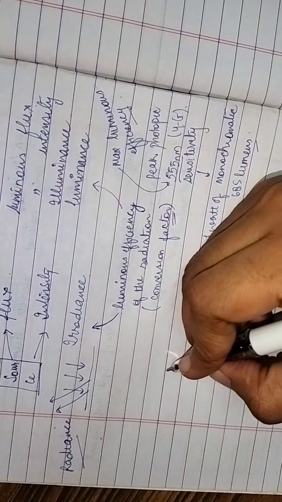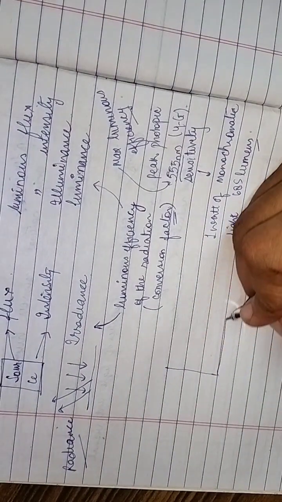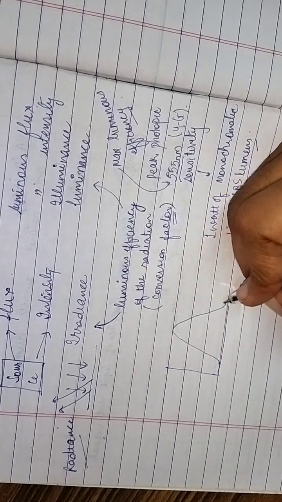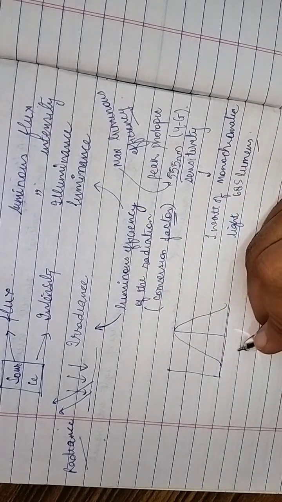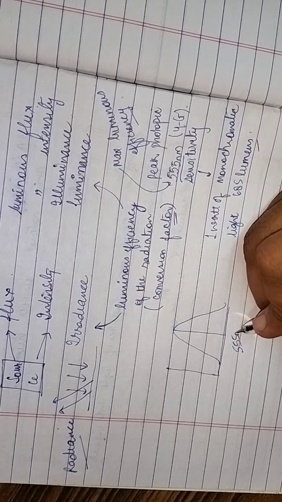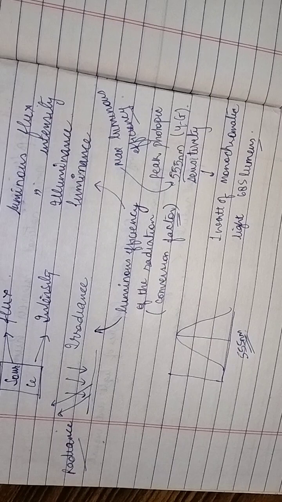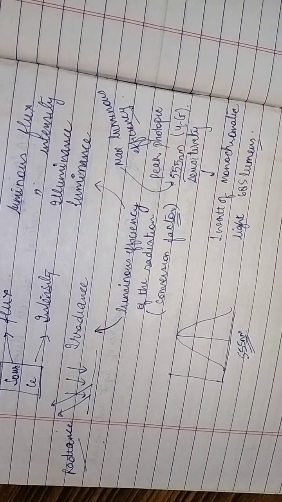If we draw a diagram, it goes like this. This is the 555 nanometer, the peak photopic sensitivity, and on both sides of it, the eye is less sensitive to wavelength.